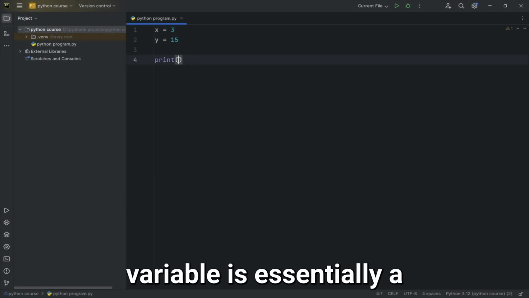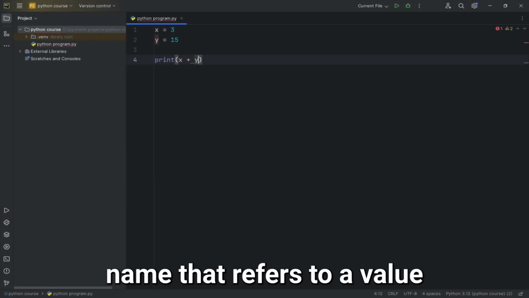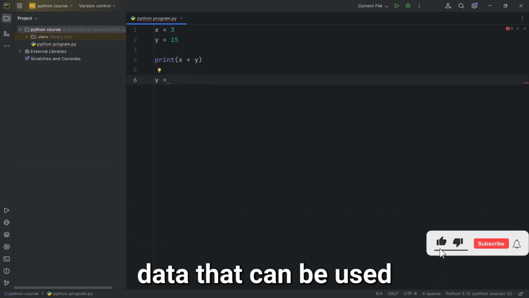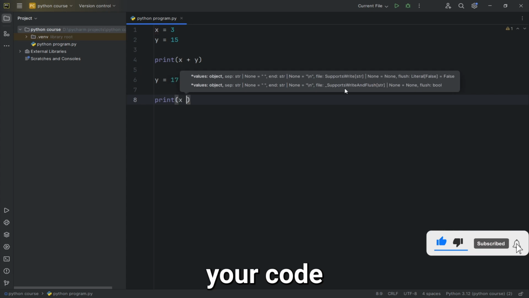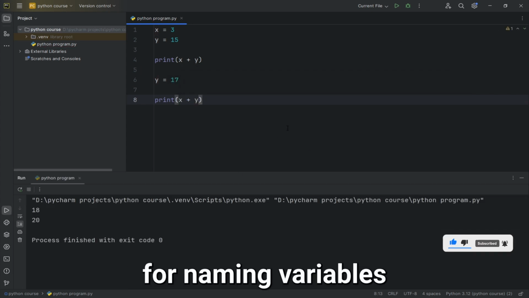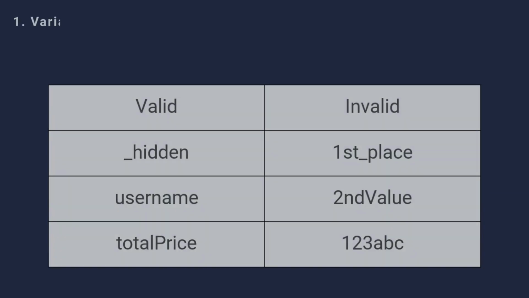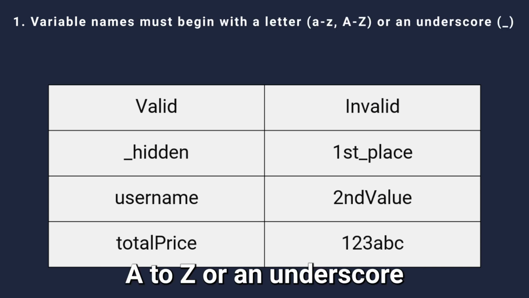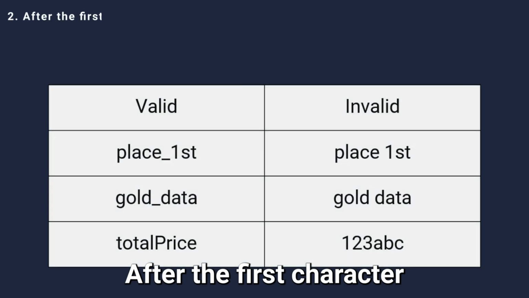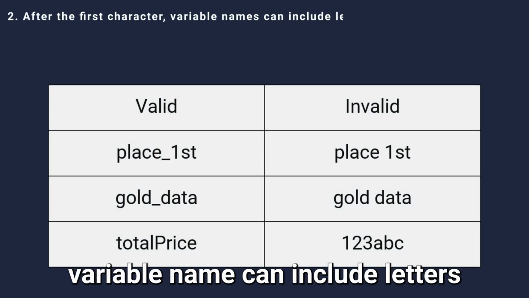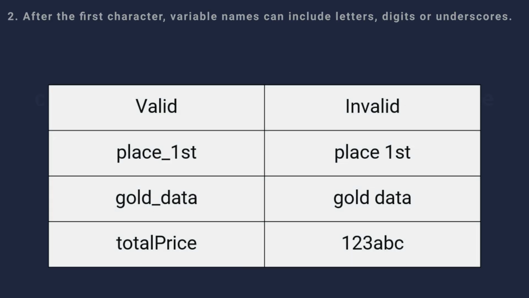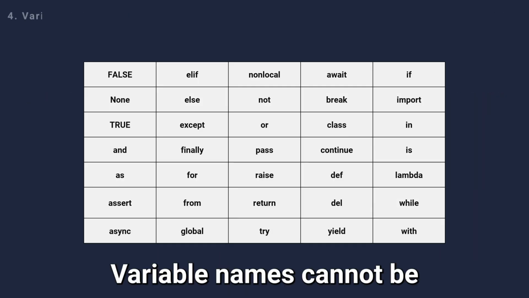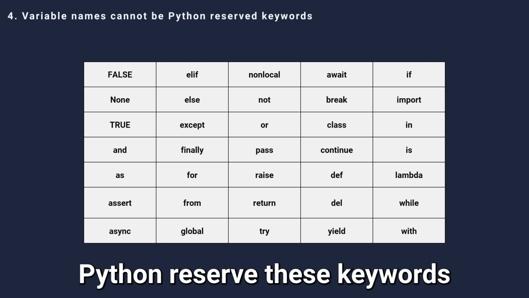In Python, a variable is essentially a name that refers to a value. You can think of it as a container that holds data that can be used and modified in your code. Here are some rules for naming variables in Python. 1. Variable names must begin with a letter A to Z or an underscore. 2. After the first character, variable names can include letters, digits, or underscores. 3. Variable names are case sensitive. 4. Variable names cannot be Python reserved keywords.